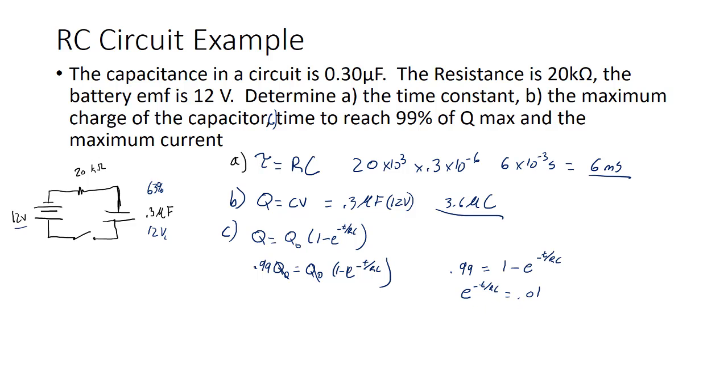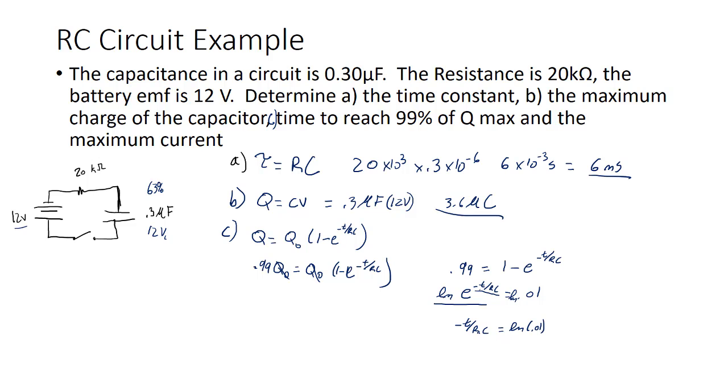Now we have this problem of our unknown is actually up here in the power, which means we're going to take the natural log of this side, and if I take the natural log of one side, I have to take the natural log of the other side. The reason we do that is because if we take the natural log, that's log base e, that's the inverse of this power function, and so it just leaves me with the power. So now I have negative t over RC is equal to the natural log of 0.01.